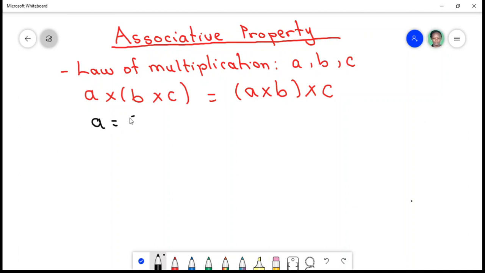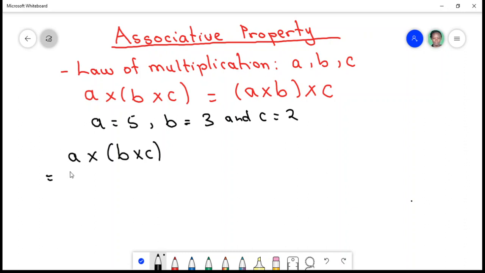If I have A equal to 5, B equal to 3, and C equal to 2, we would want to find out whether multiplication is associative. So let's look at it. For the left hand side, I have A times B times C. A is 5, times B times C, which is 3 times 2. So this is 5 times, we multiply 3 times 2 first to get 6. 5 times 6 is 30.